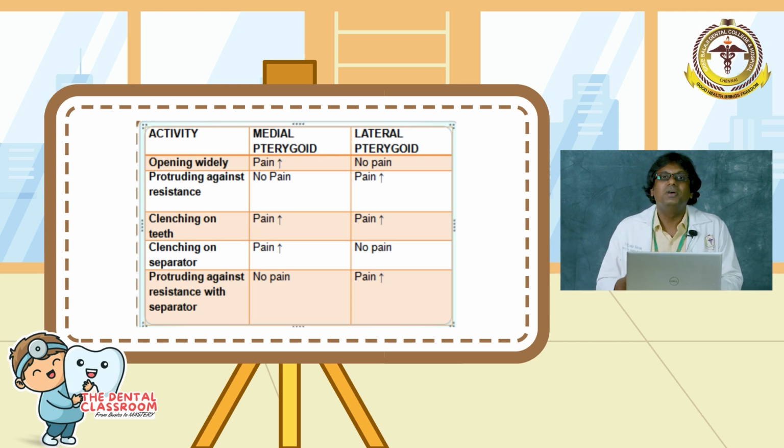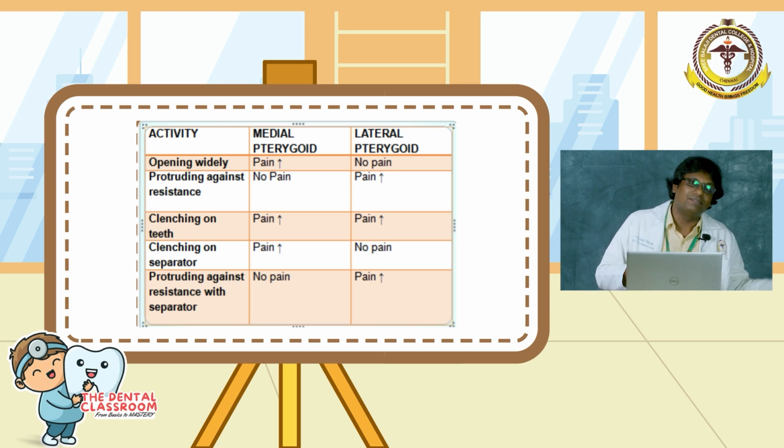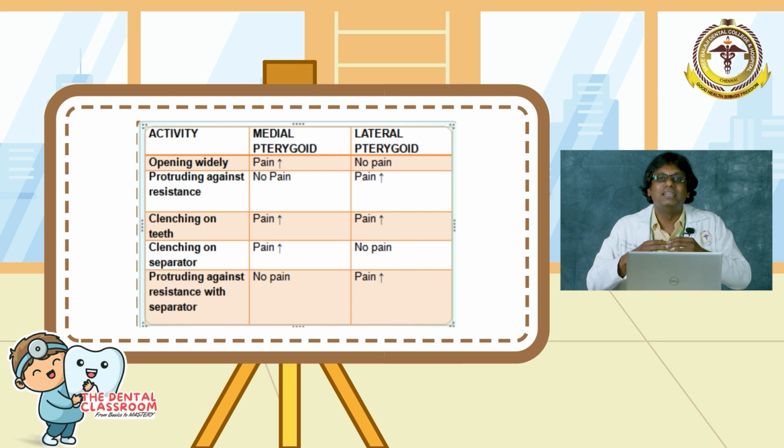You have to know when it contracts and when it stretches. The lateral pterygoid is a muscle which always acts opposite to the medial pterygoid. As I said, upon clenching the teeth, the medial pterygoid will contract. Now it is vice versa: the lateral pterygoid will stretch on clenching the teeth.